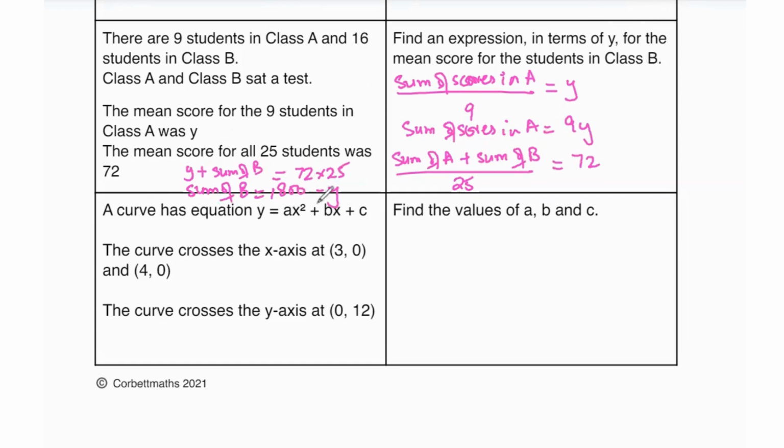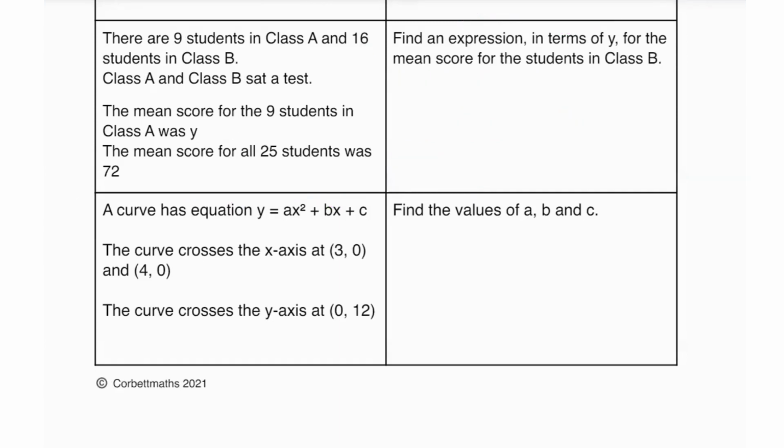So now to find the expression for the mean score for the students in class B, we will divide 1800 minus 9Y by 16. So this is going to be 1800 minus 9Y over 16. That is your expression for the mean score for the students in class B.